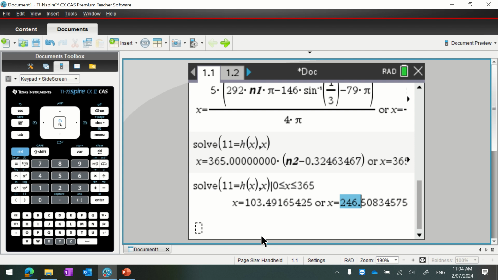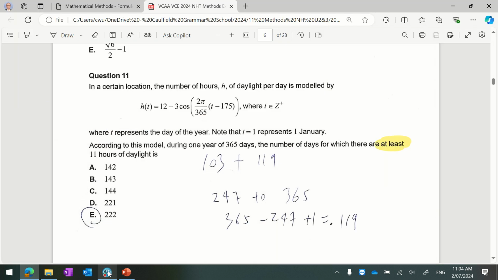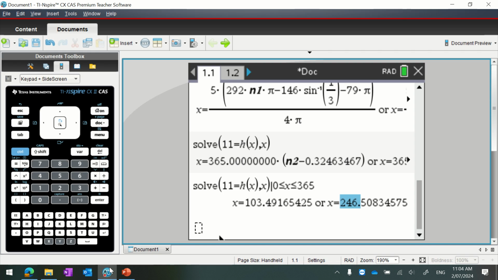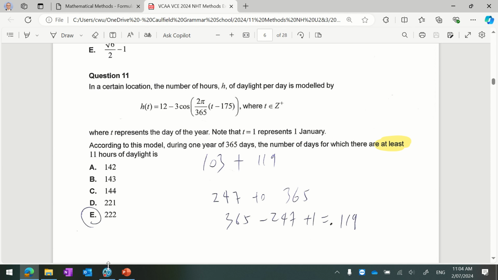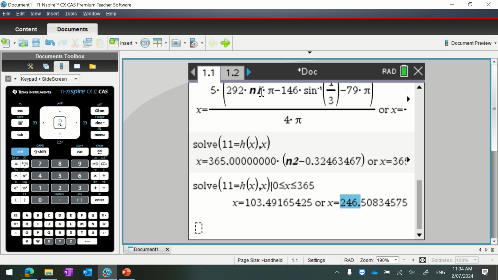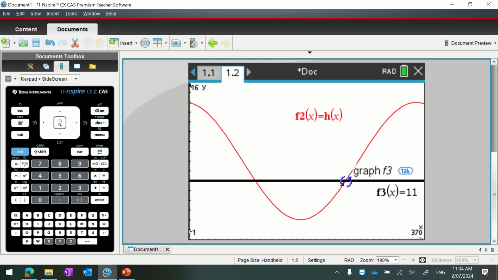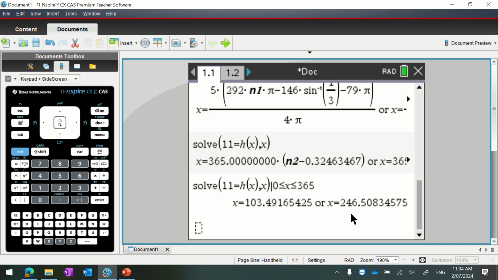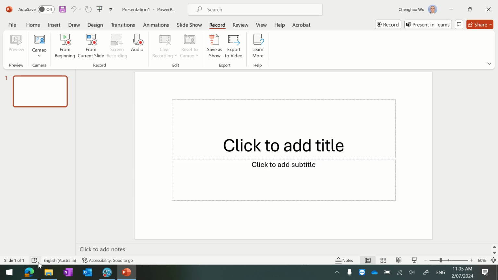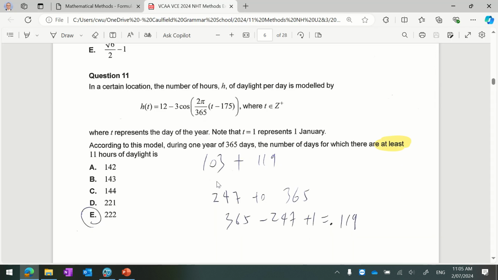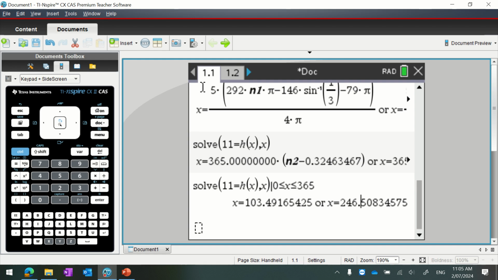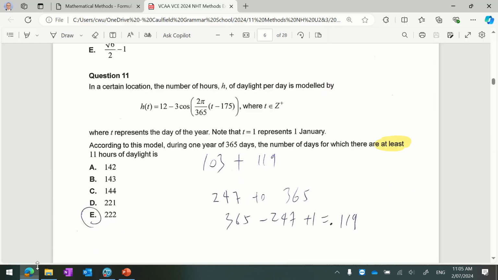And the second answer, I wrote 247 here. That's because 246.5 is here. I need to go to the right, not to the left. I need to round up on this one. So rounding up is 247. And also, the question says up to a year.